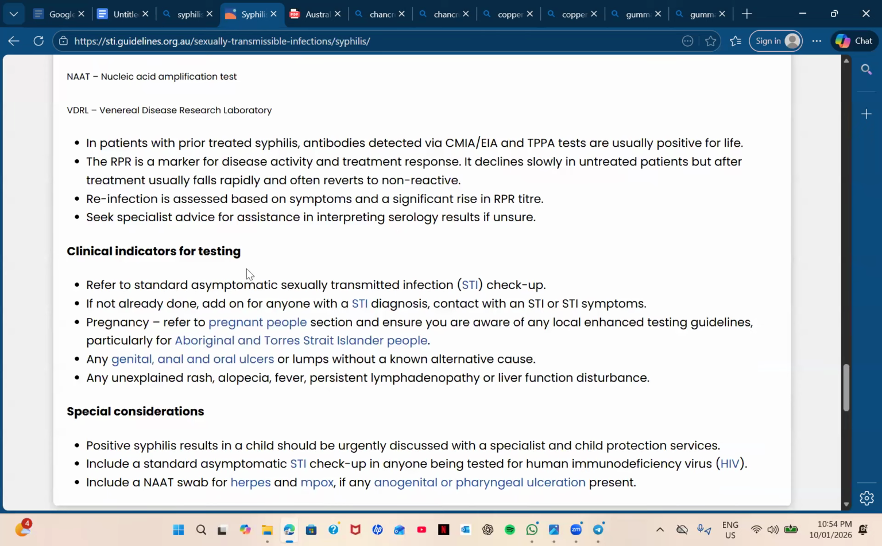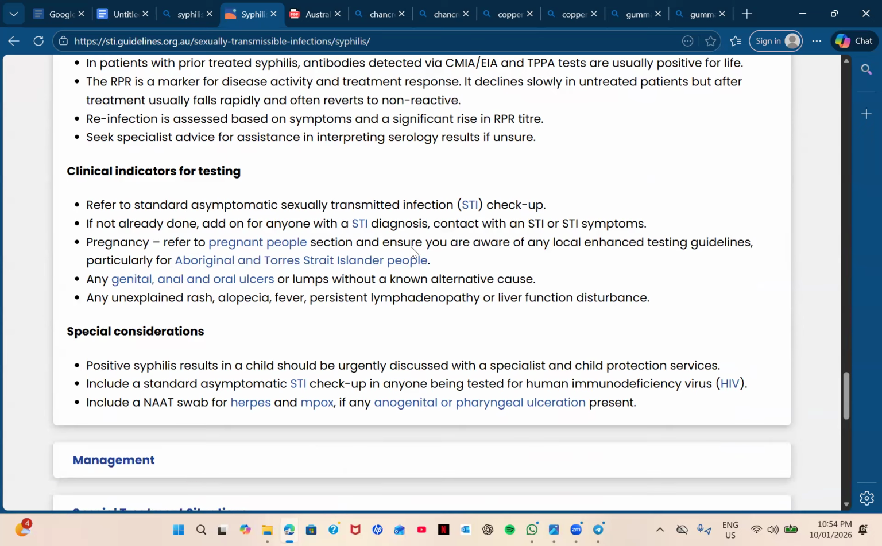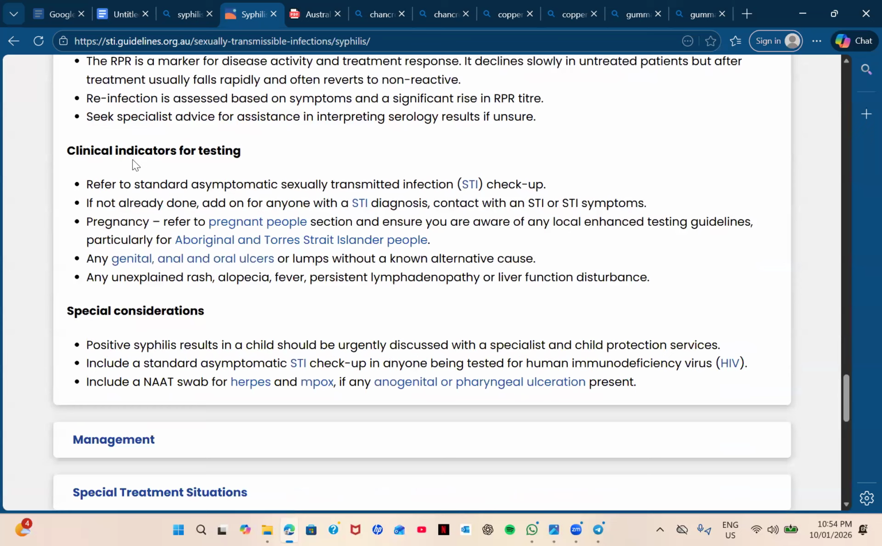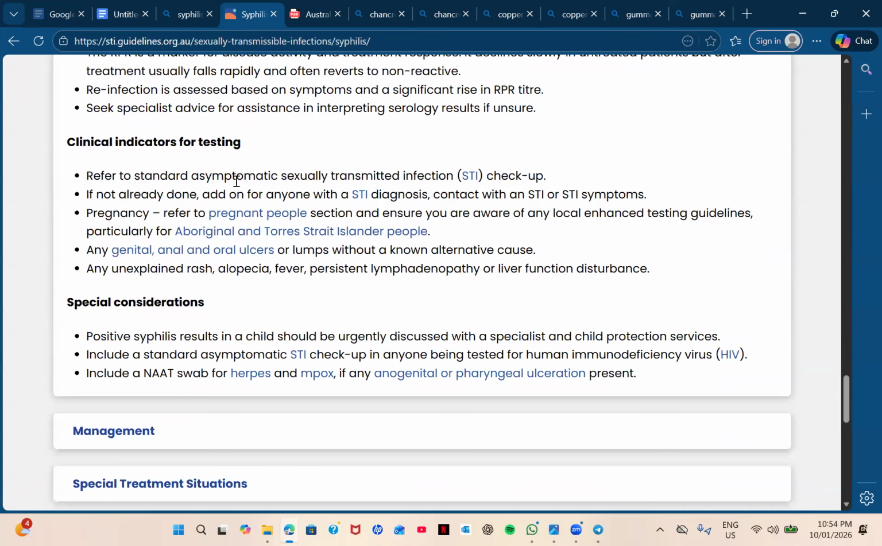Okay, then reinfection is assessed based on the symptoms and a significant rise in RPR titer, then seek specialist advice. Yeah. The clinical indicators for testing: refer to the standard asymptomatic sexually transmitted infection checkup.